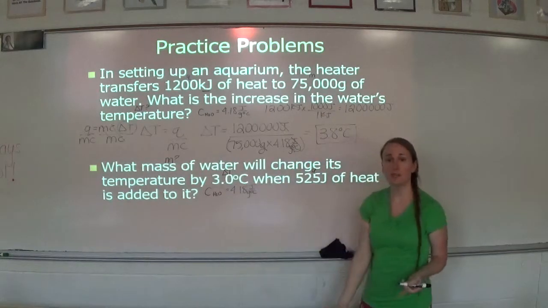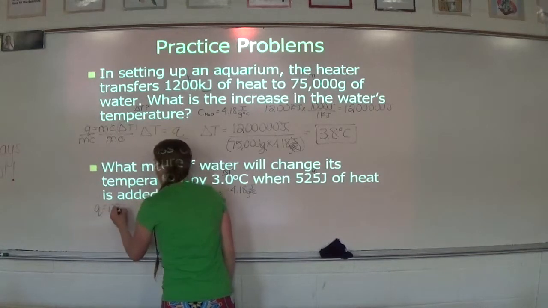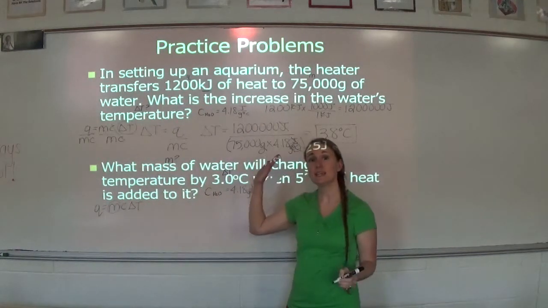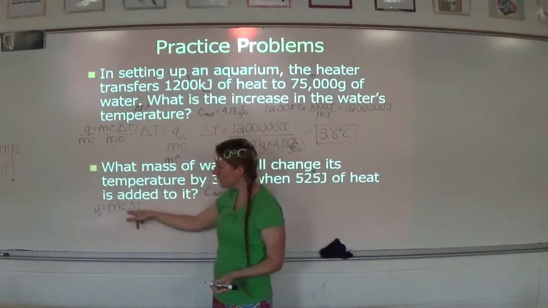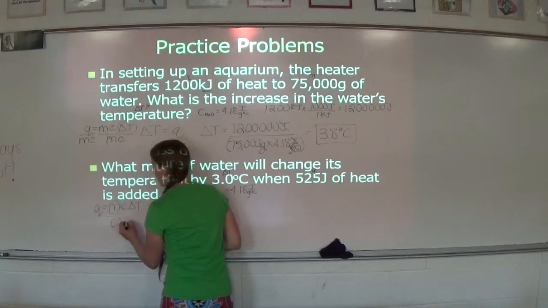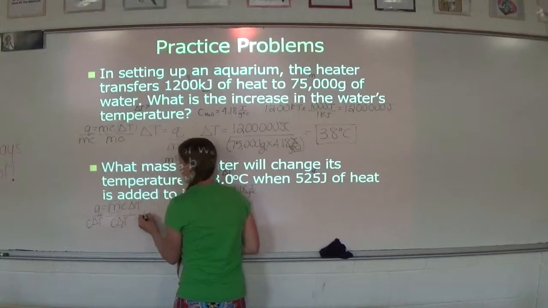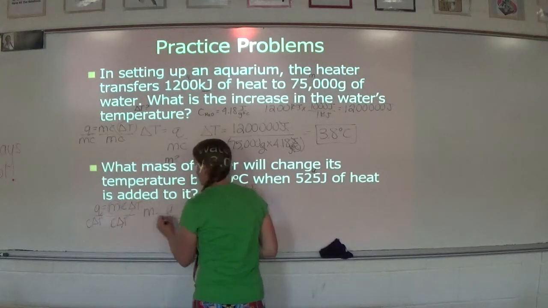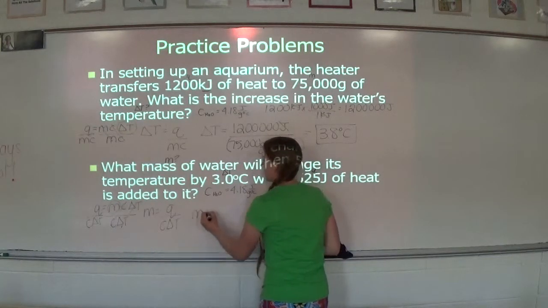So I need to rearrange my formula and solve for M. So Q equals MC delta T. If I want to solve for M, I need to get C and delta T to the other side, so I do the opposite. Right now, we're multiplying by them, so the opposite of multiplying is dividing. So I divide both sides by C and delta T. So mass equals heat over C times delta T, and then I just plug in.